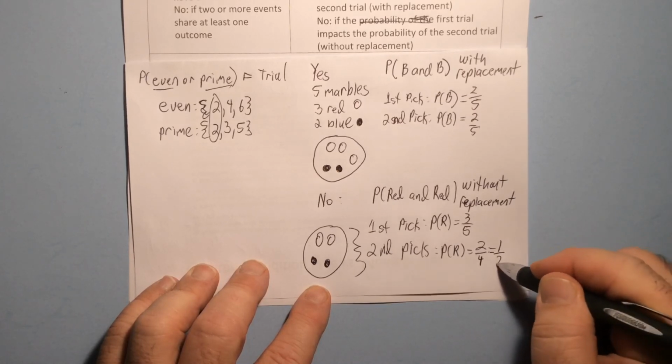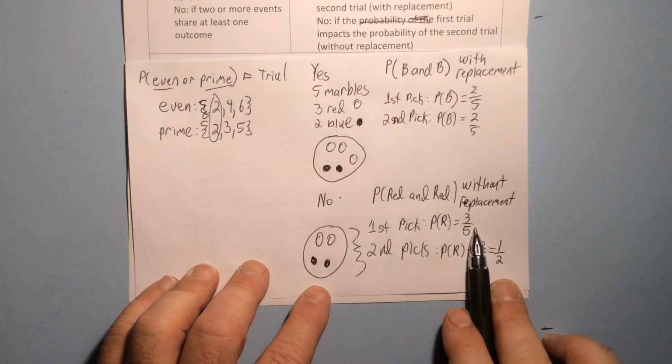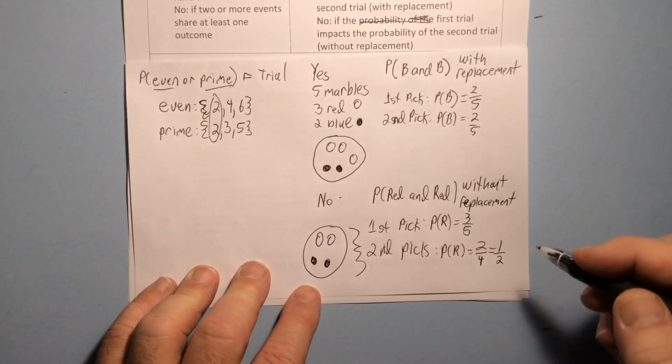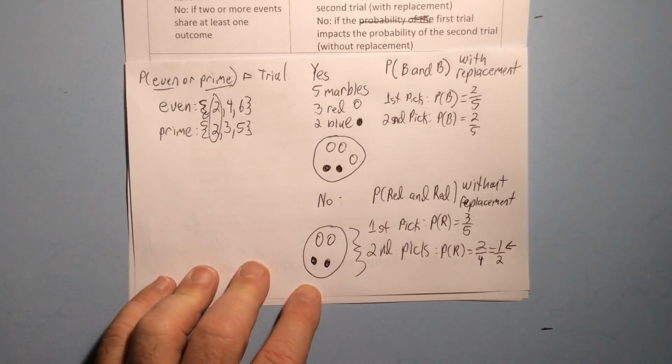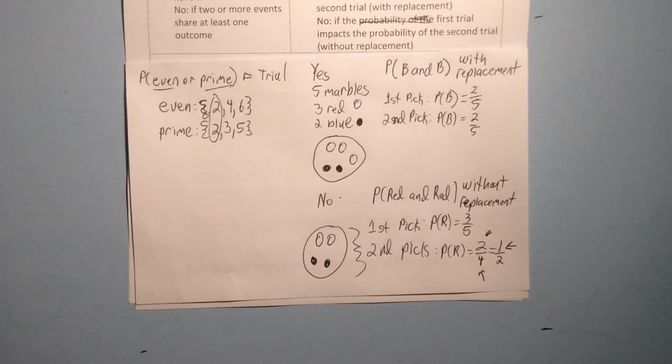I should probably reduce that to 1/2. Because in the first trial we did not replace the marble, we removed one of the marbles. So that not only impacted the number of red marbles we have, being 2 here, but it also impacted the total number of marbles that we have. So because we did not replace, the probability of the second trial is different than the probability of the first one. So we can say that these events are not independent.